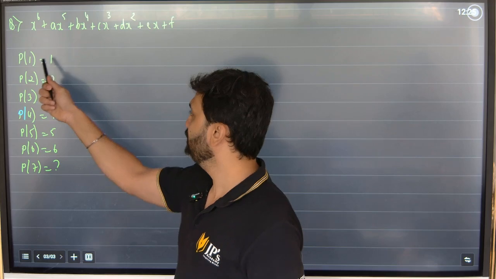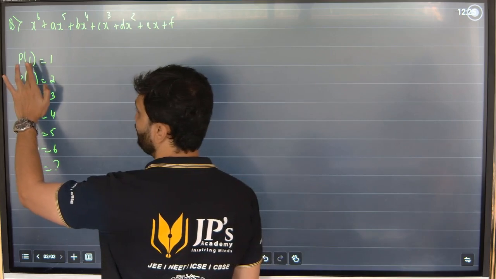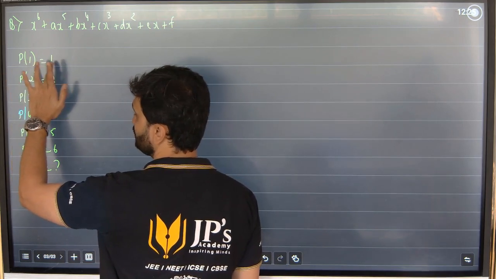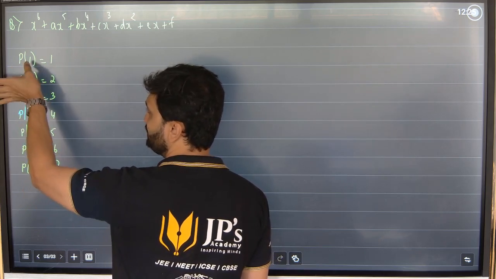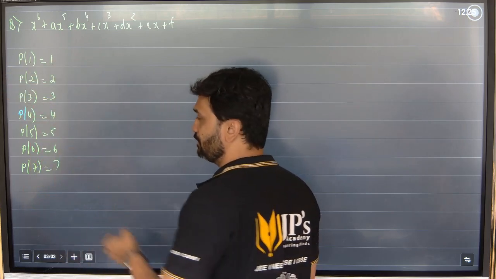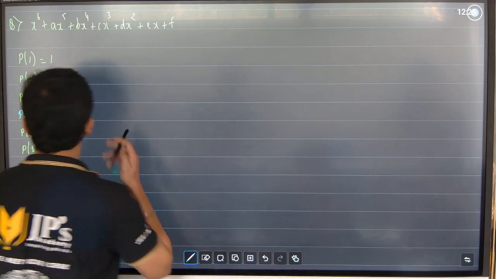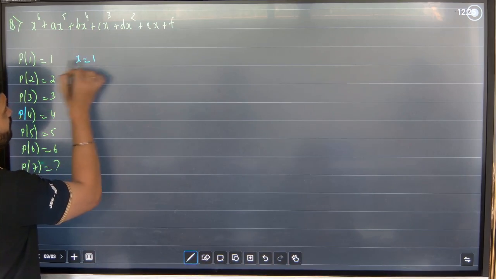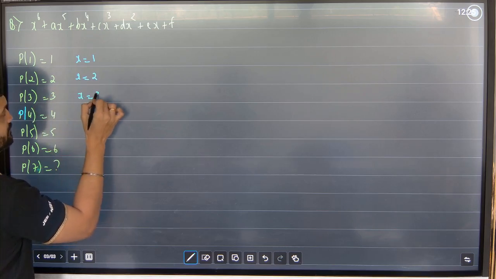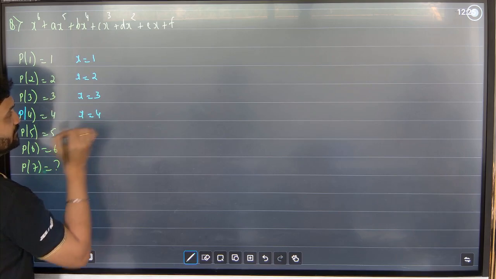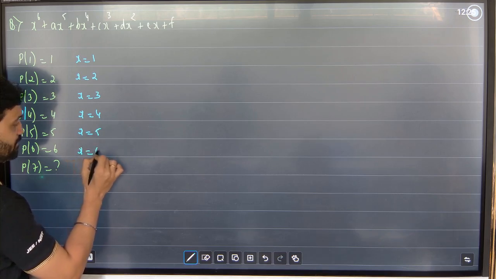first of all, we have to find the relation. The relation is that whatever term is given in here, you get the same term here. So, p of 1 is equal to 1. If x is 1, my answer is 1. P of 2 is equal to 2. If x is 2, my answer is 2. See this. If x is 1, my answer is 1. If x is 2, my answer is 2. If x is 3, my answer is 3. If x is 4, my answer is 4. If x is 5, my answer is 5. If x is 6, my answer is 6.